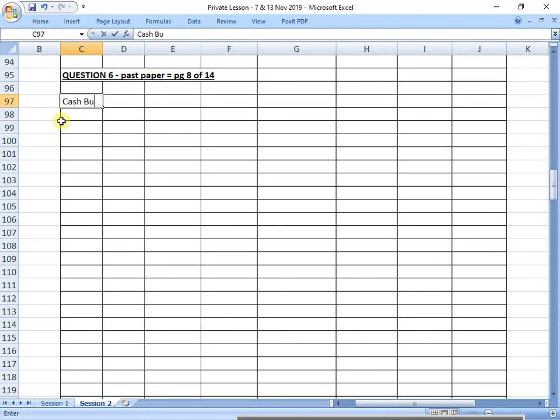Cash budgets. Okay, we're looking at a question from your past paper. We obviously need the answer sheet, so I'm just going to recreate the answer sheet. The answer sheet has a column for opening balance. This is their format. They only have 2 months: September, October.